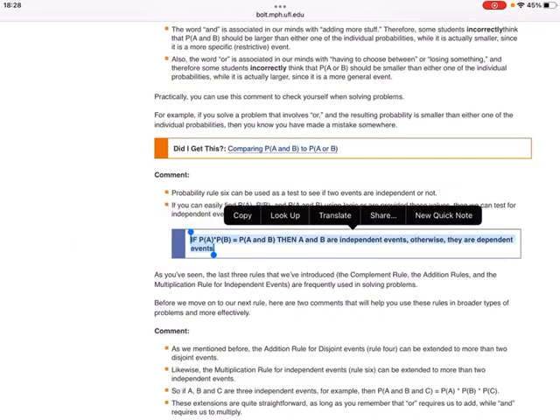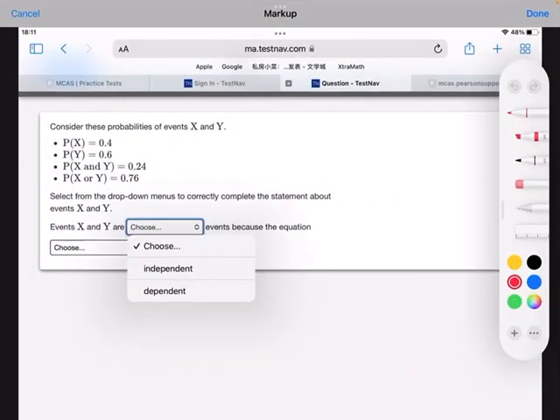If P(A) times P(B) equals P(A and B), then A and B are independent events, otherwise they're dependent. So, why did they put this here? Probably to confuse you. Because you see that, and you're like, I don't know, right? But basically, 0.4 times 0.6 equals 0.24, meaning that this is independent.